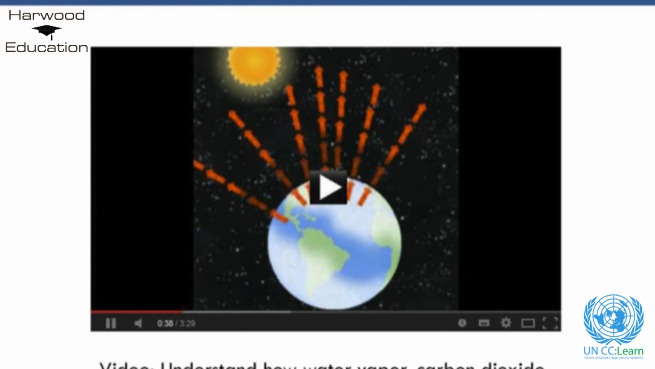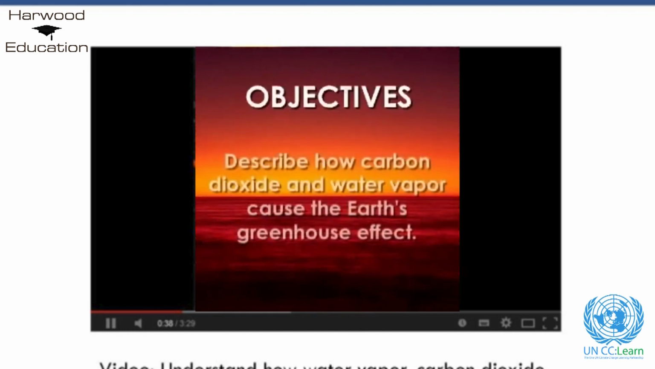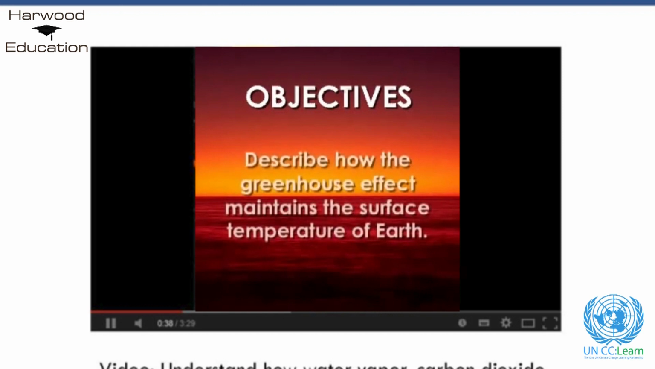Video explains it in a graphical way. Earth's greenhouse effect greatly affects climate. See if you can describe how carbon dioxide and water vapor cause the Earth's greenhouse effect. Also, see if you can describe how the greenhouse effect maintains the surface temperature of Earth.